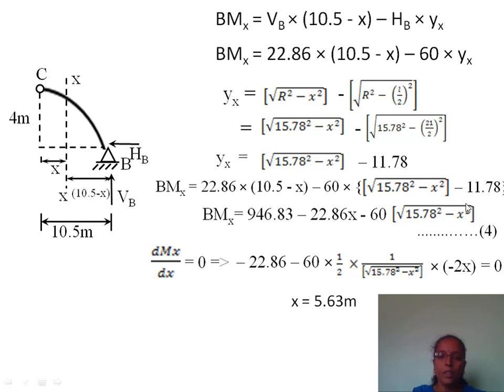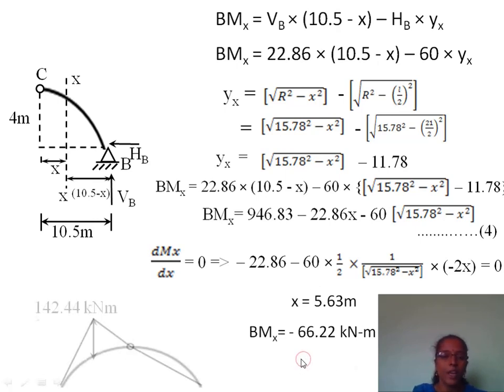Once you obtain the position of maximum negative bending moment, substitute back into equation 4. Substitute this value of x as 5.63 into equation 4, and if you simplify it, you will get the bending moment at section x as minus 66.22 kilonewton meter. So this is the maximum negative bending moment.